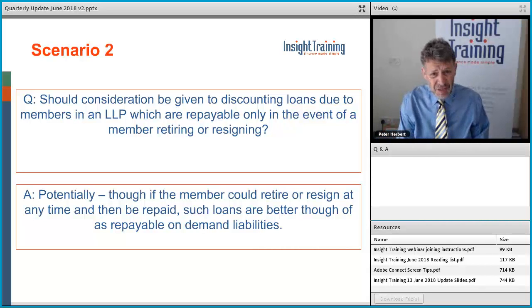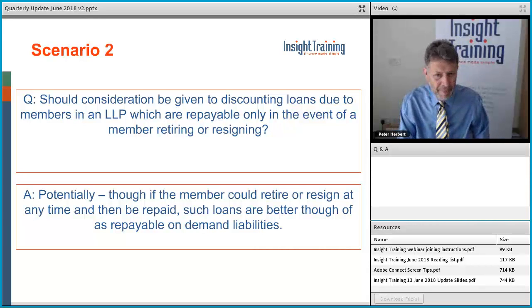Should consideration be given to the discounting of loans due to members in an LLP, which are repayable only in the event of a member retiring or resigning? This crops up quite a lot on LLP courses. My take on this one is that the SORP is very quiet on this whole issue of NPV, and I think possibly yes.